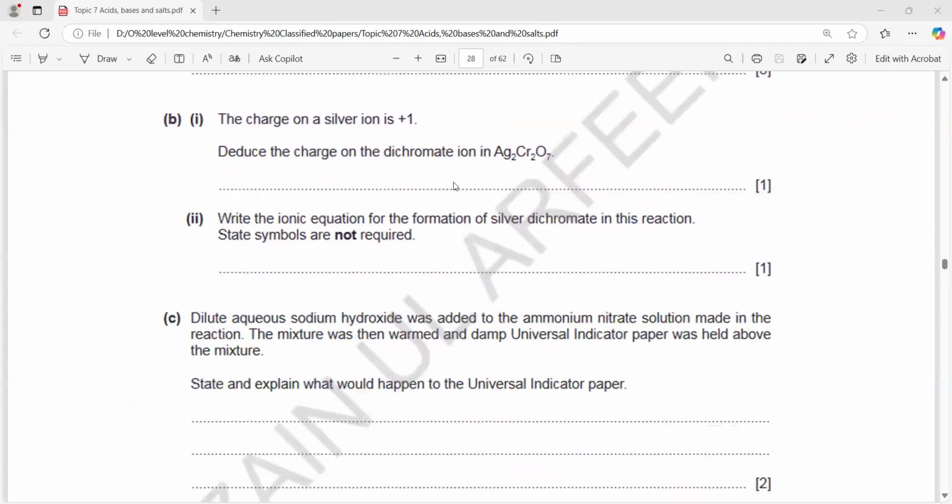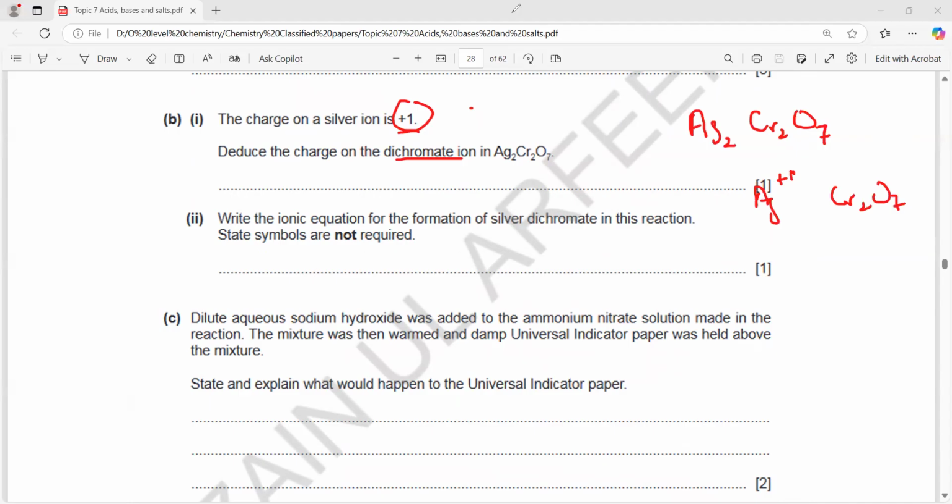The charge on the silver here is +1. What is the charge on the dichromate ion? The formula is written Ag2Cr2O7. The question is, what is the charge on this ion? Silver is 1+ here. So what should be the charge on this ion?